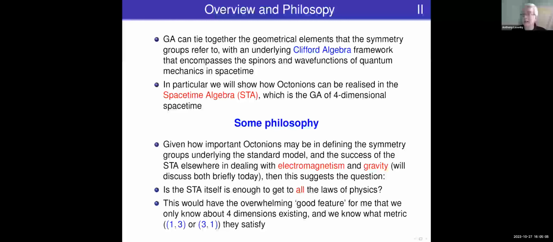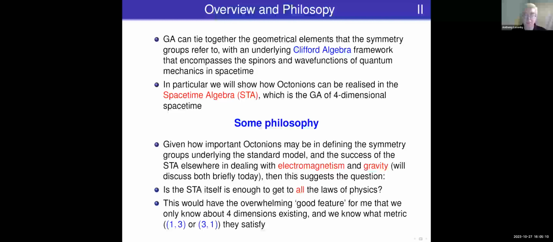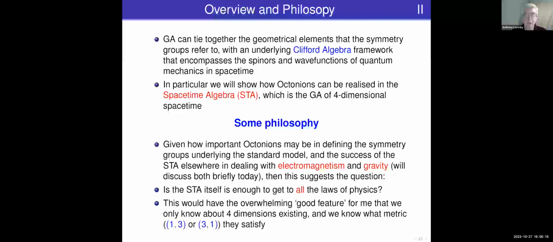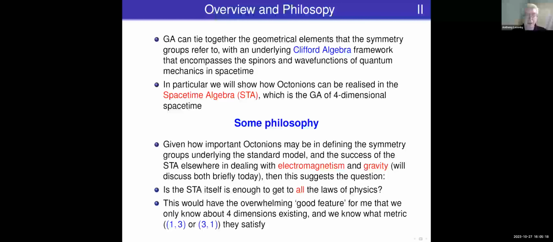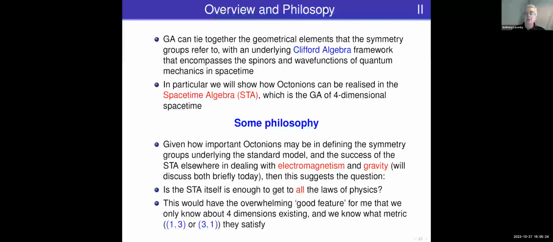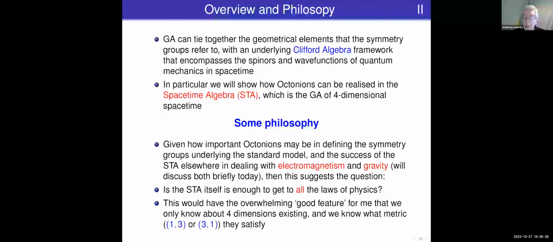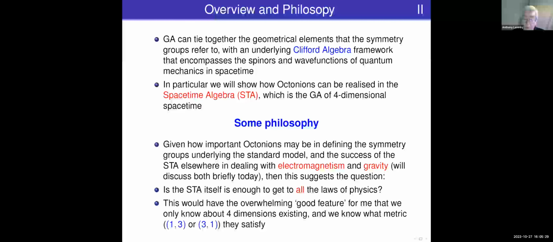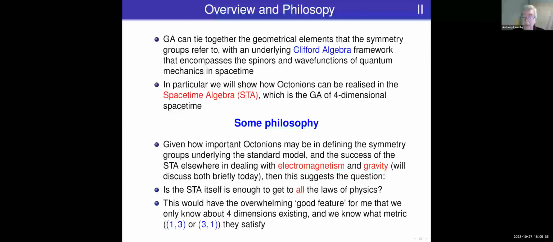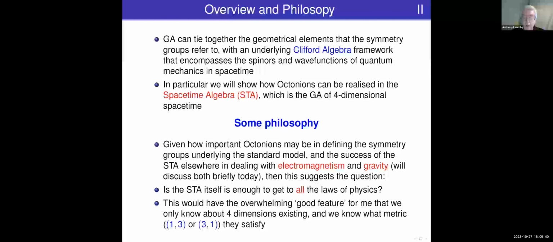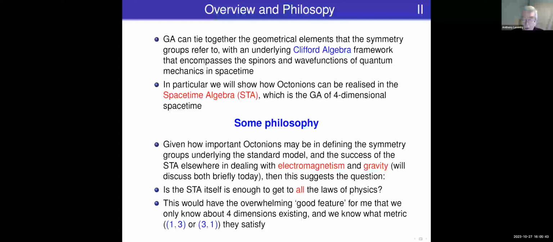Now, one of the things I've particularly liked about this series is that there's been time for people giving talks to expand a little on the philosophy that they bring to bear on thinking about how nature works. So just a little bit of my own philosophy here. Given how important octonions may be in defining the symmetry groups underlying the standard model, and the success of the space-time algebra elsewhere in dealing with electromagnetism and gravity, which I will both discuss briefly today, this suggests a question. Is the STA itself enough to get to all the laws of physics?